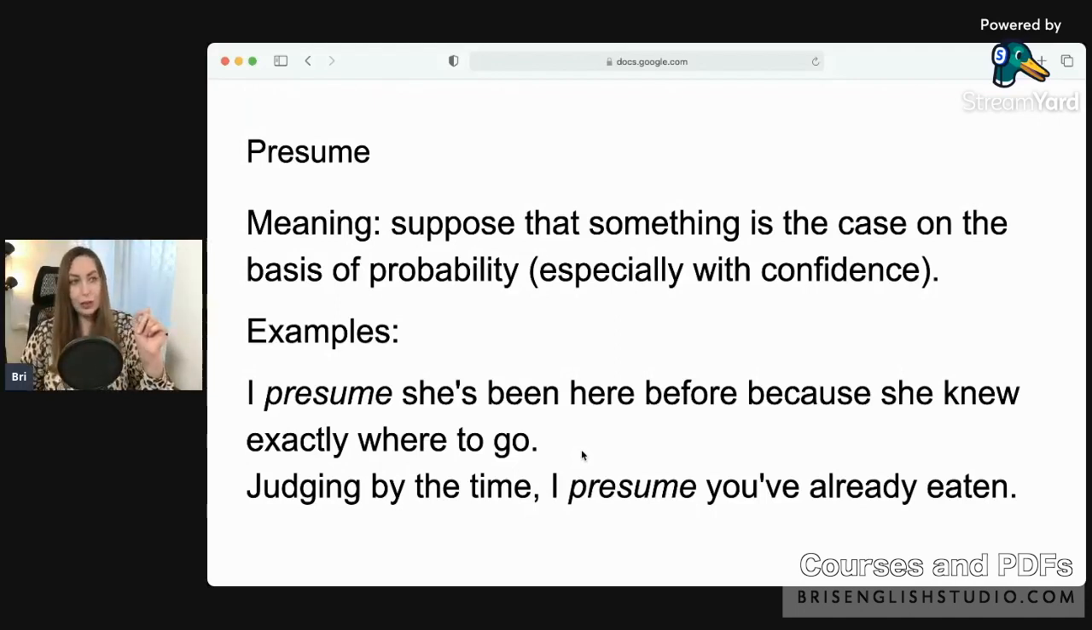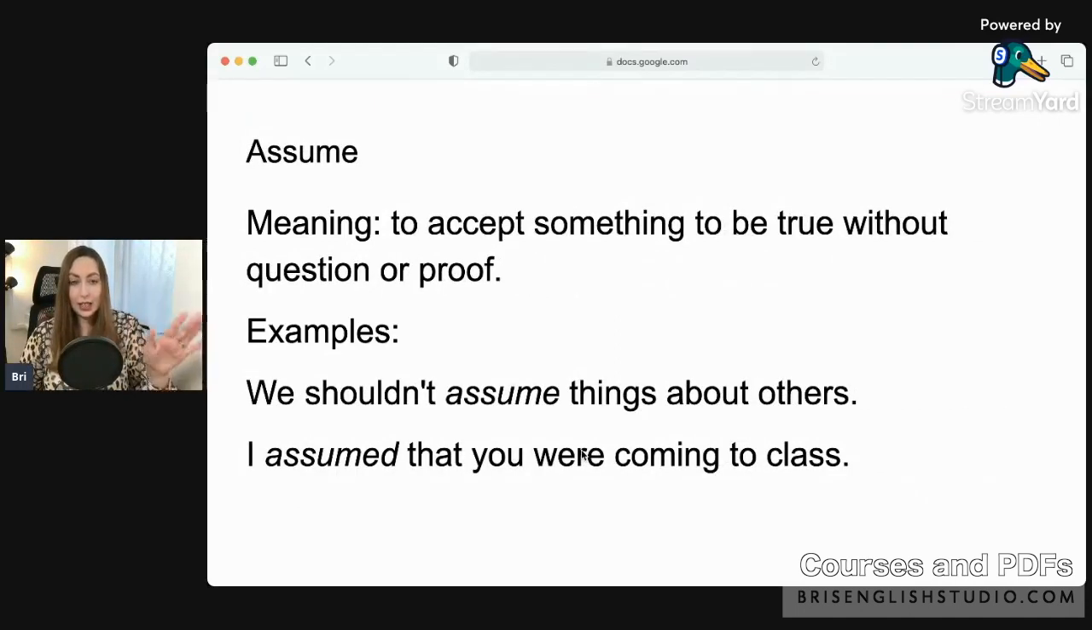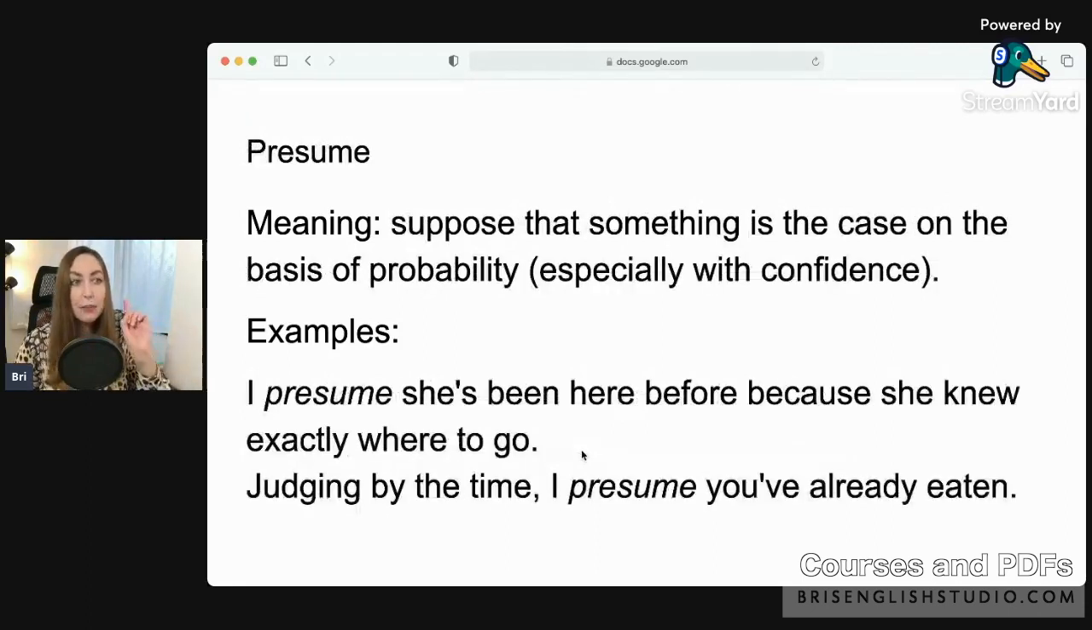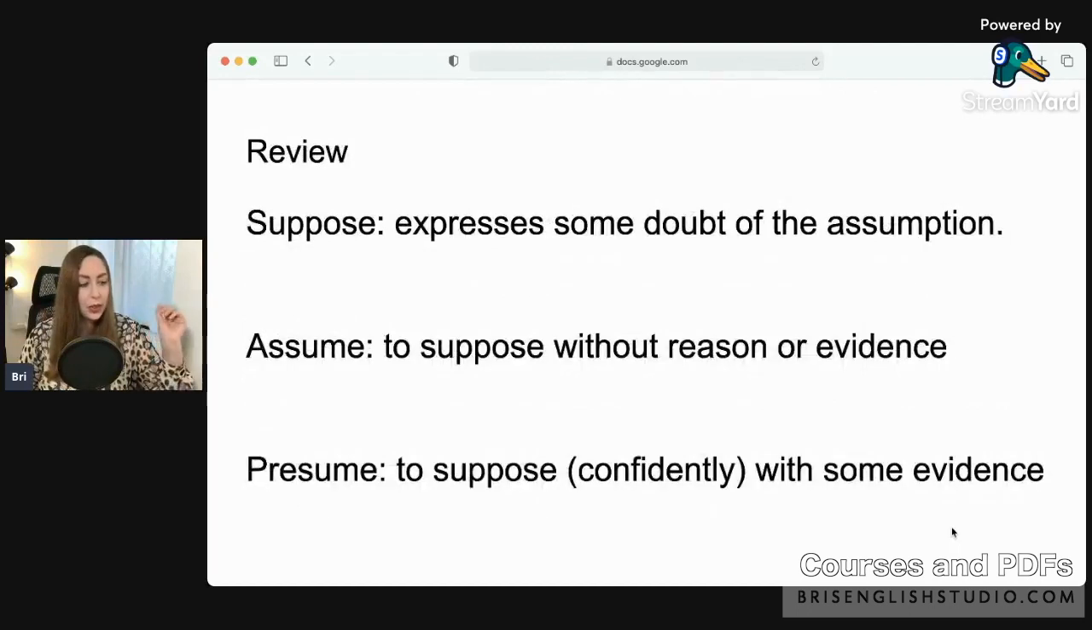So the key difference between presume and assume is that assume lacks confidence. Presume has confidence. Judging by the time, I presume you've already eaten. If it's very late in the day or late in the evening, maybe you think that somebody has already eaten, and you're quite confident in that because it is already past dinner time. So judging by the time, I presume you've already eaten. Okay, very good. So really quick, we'll just do a quick review.